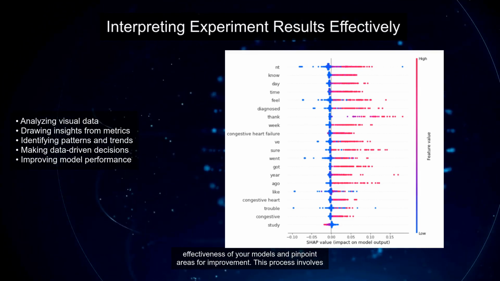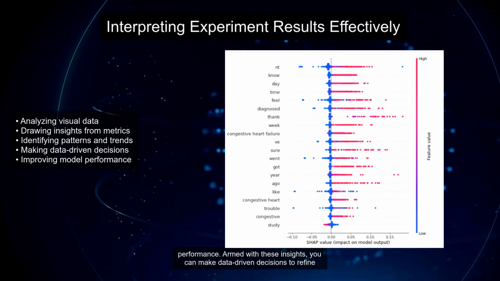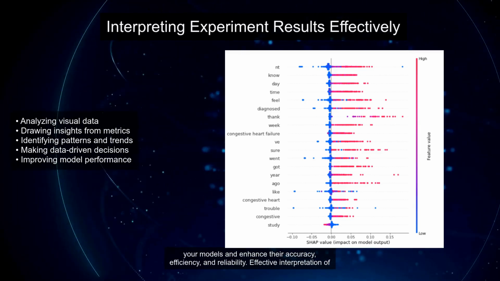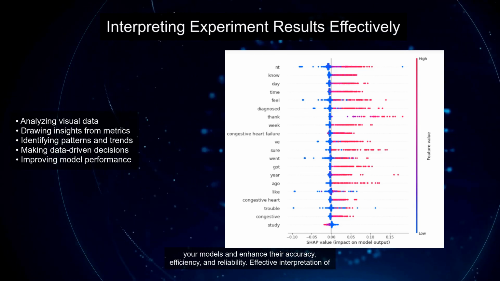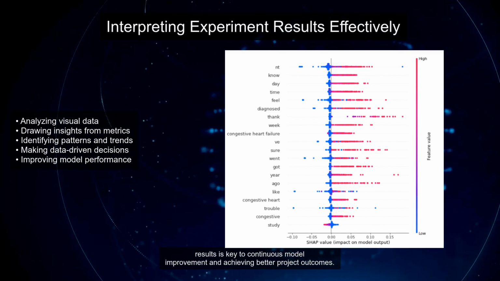This process involves understanding the relationships between different metrics and their impact on overall model performance. Armed with these insights, you can make data-driven decisions to refine your models and enhance their accuracy, efficiency, and reliability. Effective interpretation of results is key to continuous model improvement and achieving better project outcomes.